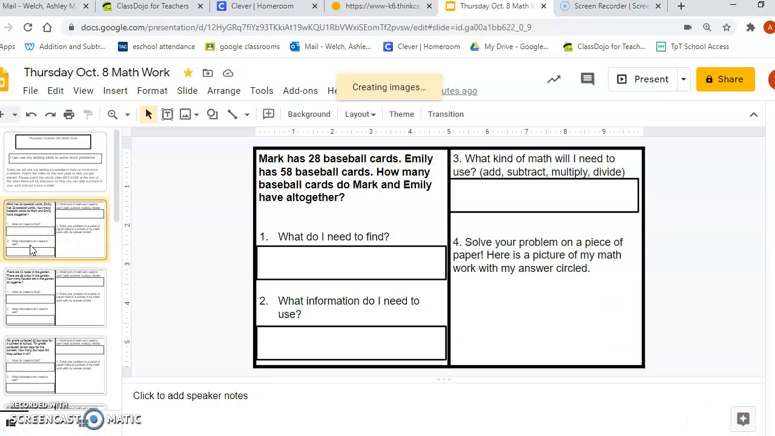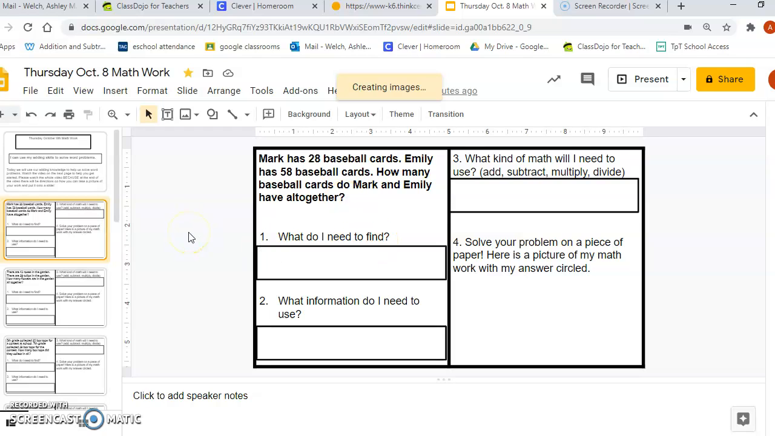Okay, so the first one that we're going to do is the problem I'm going to model with you. Now, every problem you have today is going to look exactly like this, so we can practice our word problems. So I'm going to start by saying, Mark has 28 baseball cards. Emily has 58 baseball cards. How many baseball cards do Mark and Emily have all together?